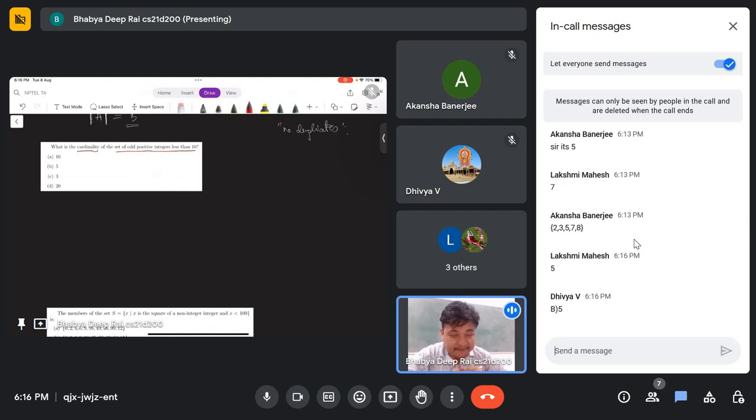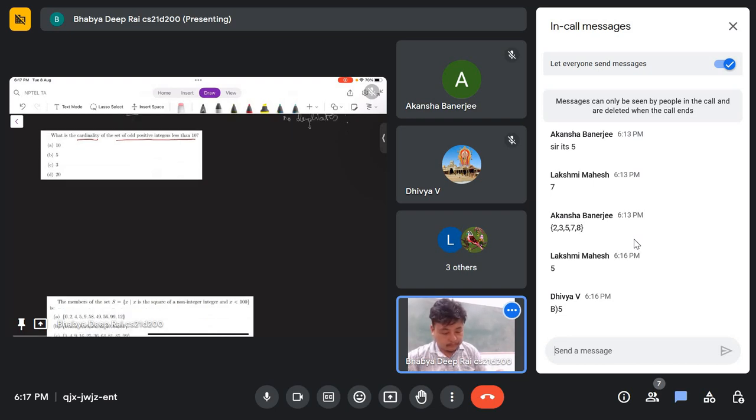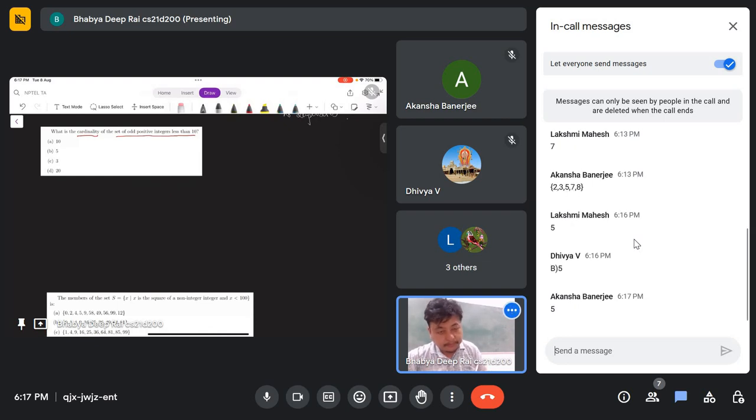Okay, Divya says 5. Akanksha says 5. So let this set be called A. Now A is nothing but x such that x is an odd positive integer and x is less than 10. So let us look at it. A can be listed as follows.